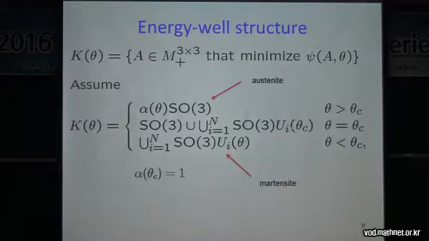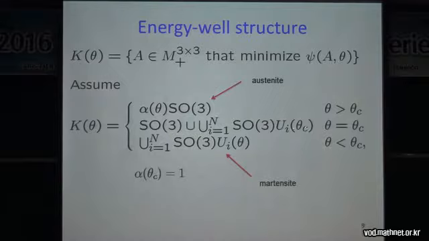So we want that U_i belongs to this set K of θ critical. And again, because of frame indifference, we want to be able to pre-multiply by any rotation. So here we get a finite number N corresponding to the number of variants of energy wells, each of which is SO(3) times a positive definite symmetric matrix. So that explains what K of θ critical is.